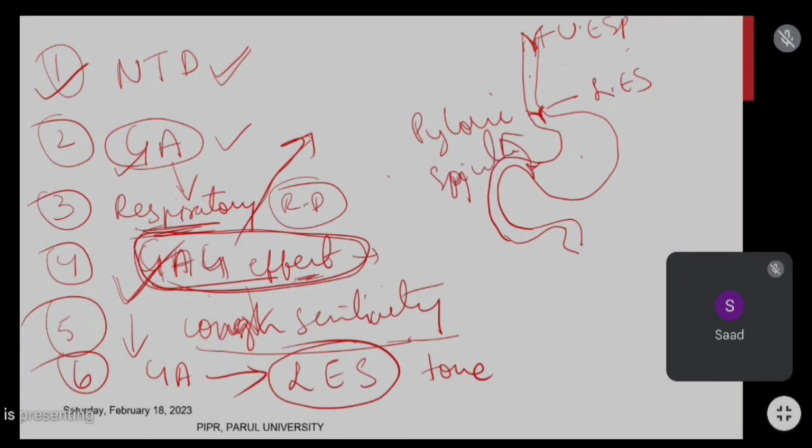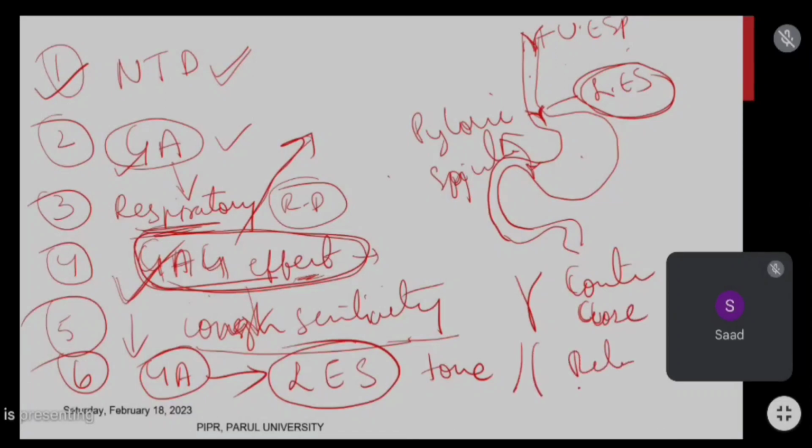See, what is the actual point? The general anesthetics will decrease the tone of the lower esophageal sphincter. Tone means contraction. When the sphincter contracts, it will be closed. When the sphincter relaxes, it will be opened. Remember, when sphincters contract, it means they will close. When the sphincter is relaxed, it means opened. So what are general anesthetics doing? General anesthetics are relaxing the lower esophageal sphincter. If the lower esophageal sphincter is relaxed, it will be opened.